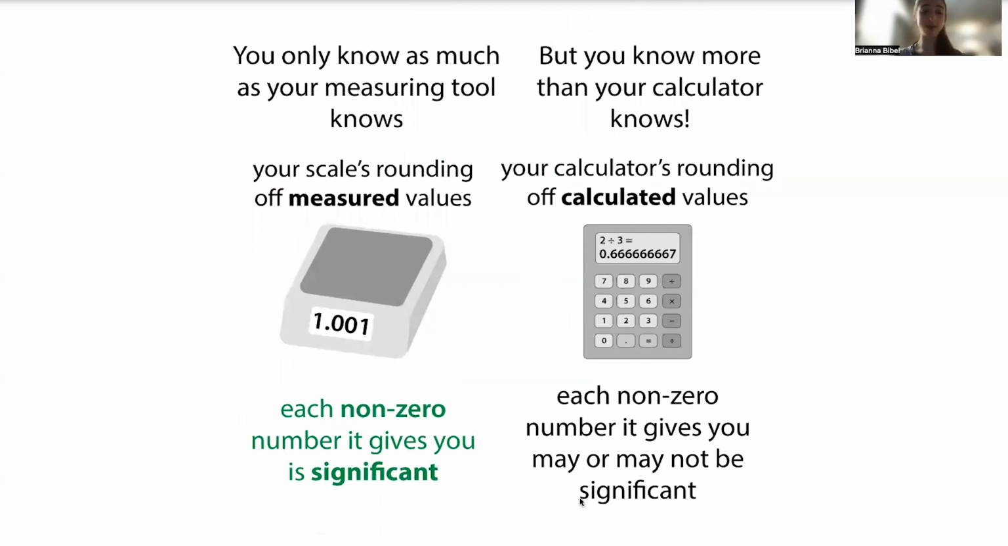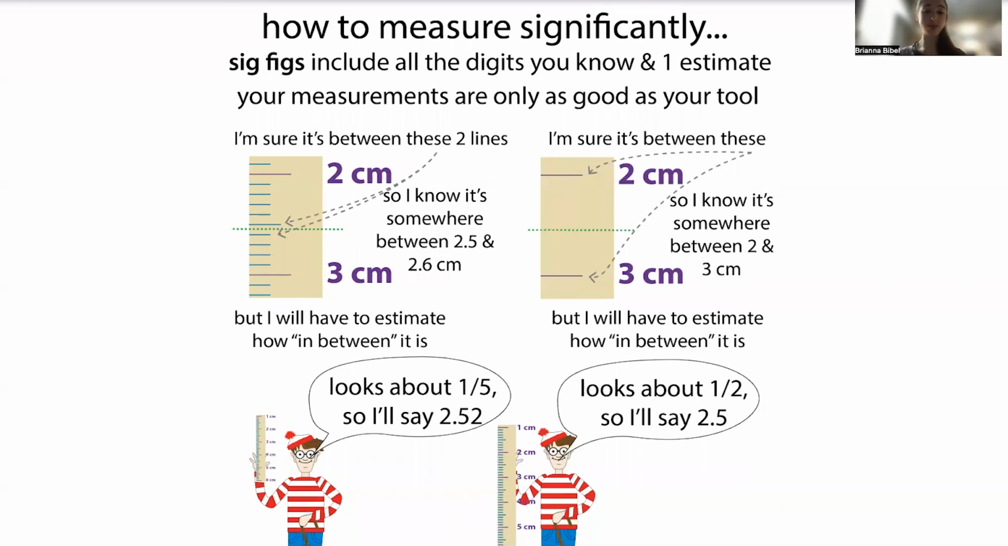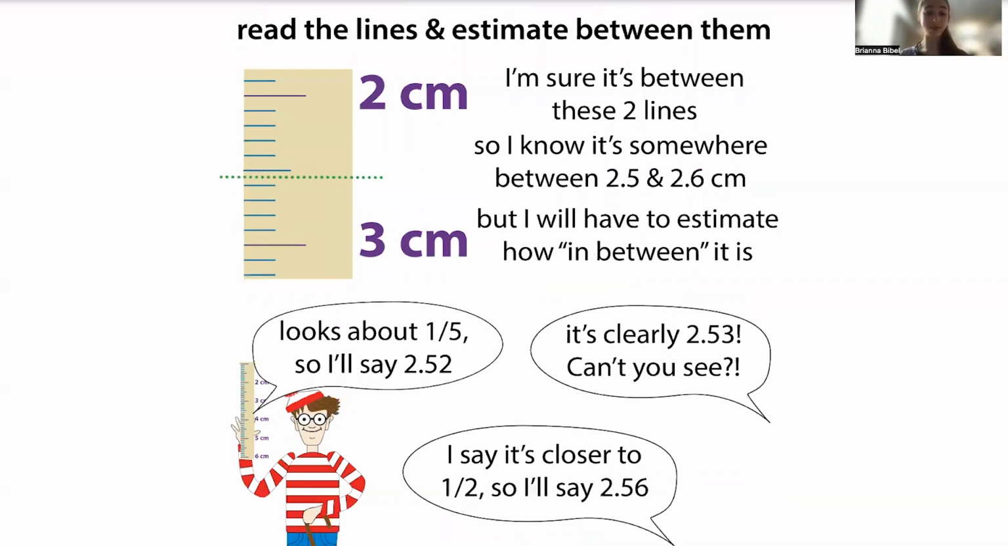And so these can be coming from measured values or calculated values, and there's going to be different rules for each of these. Now, when you have a measured value, basically the number of sig figs you have is going to be dictated by your measuring tool. And so if you have something with finer lines, this is going to give you more significant figures than if you had something with looser lines, because basically what's going to happen is you're going to read between the lines and then estimate between them.